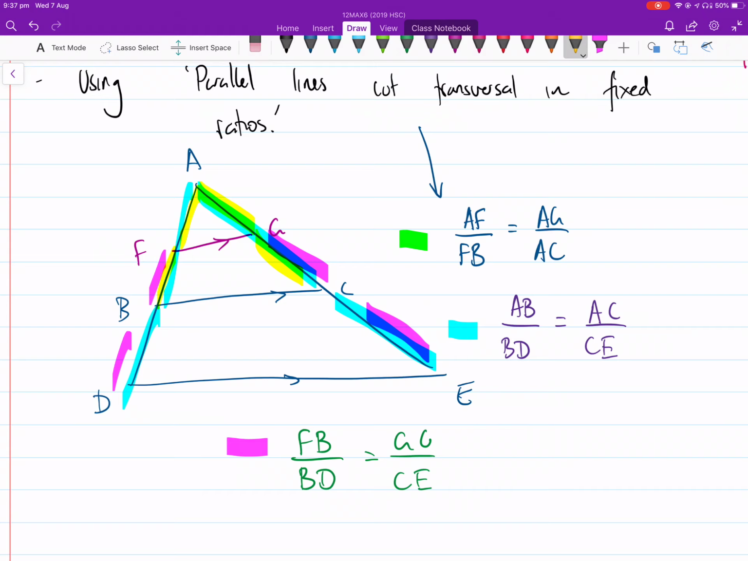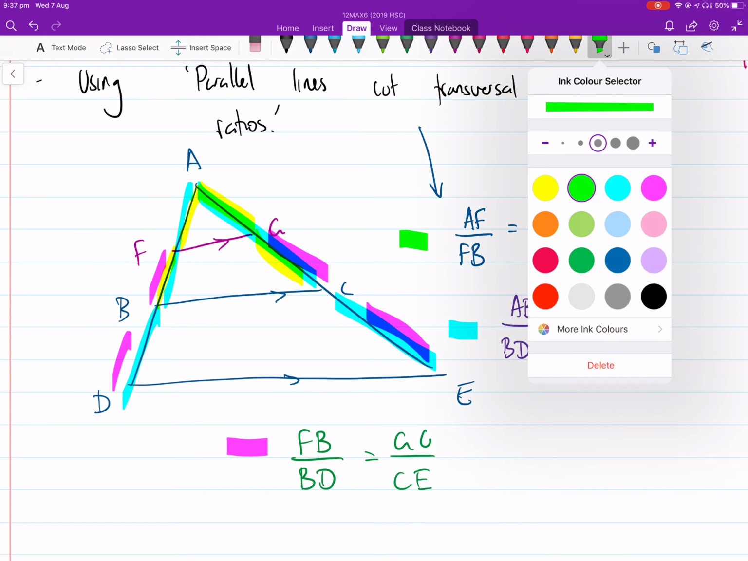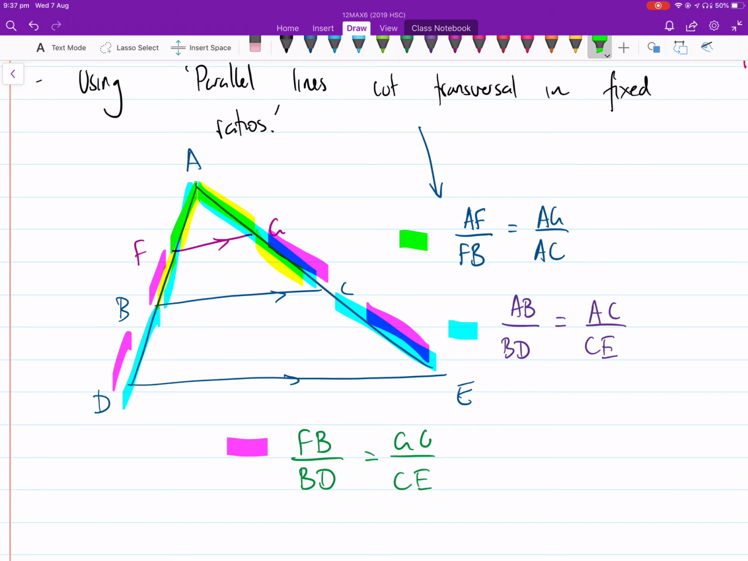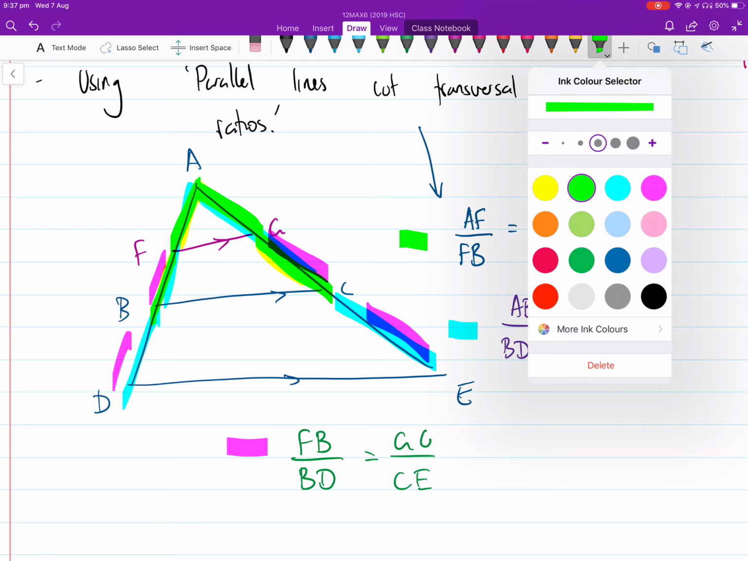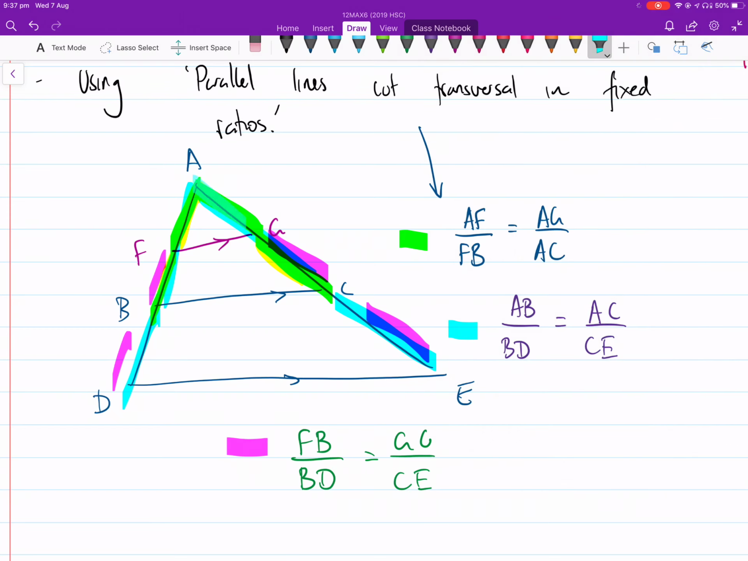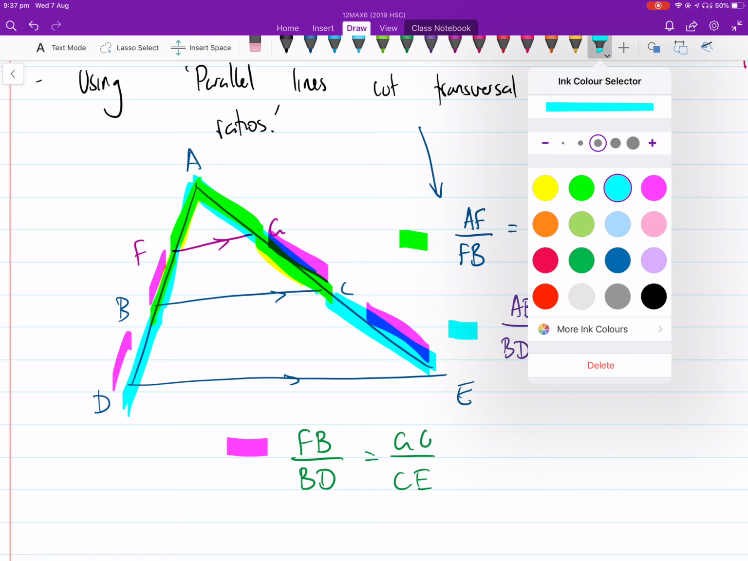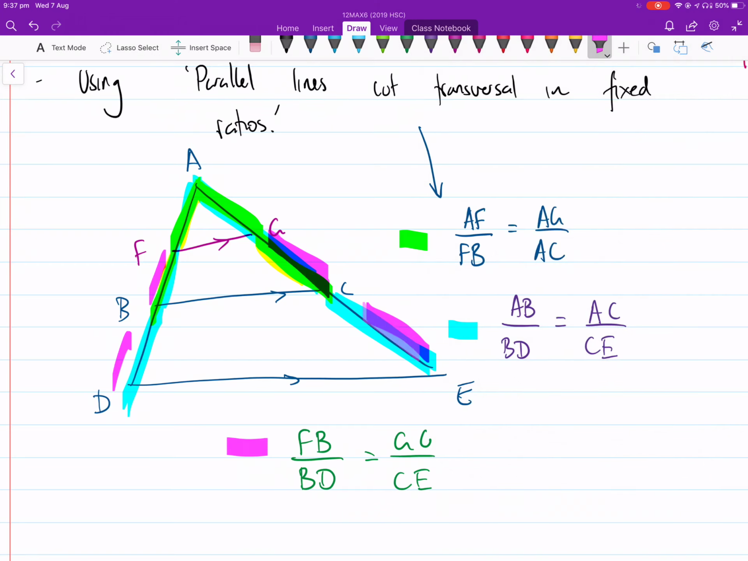So I've given you a few examples here. In green, I've taken the top of these 2 here, so AF and AG, as well as FB and GC, and they are in a fixed ratio. AF on FB is equal to AG on GC. But I can use any combination I like. So here with the blue, I just took the longer ones, AC and CE and AB and BD. But then you can also take the ones from the middle, which I've done here in pink, where I took GC and CE and FB and BD. All those in a ratio with each other.